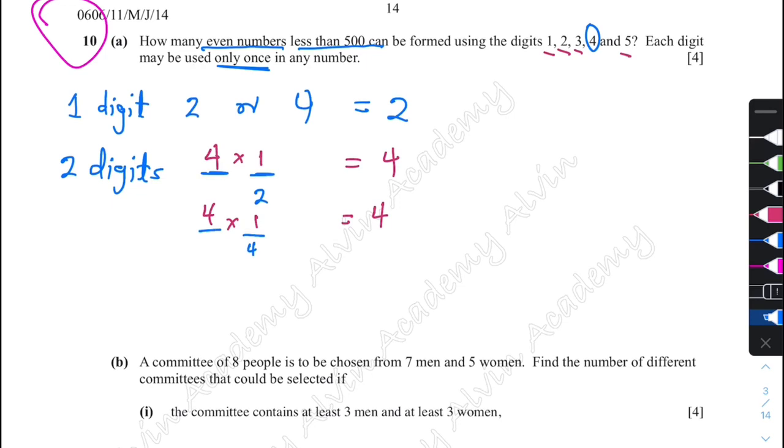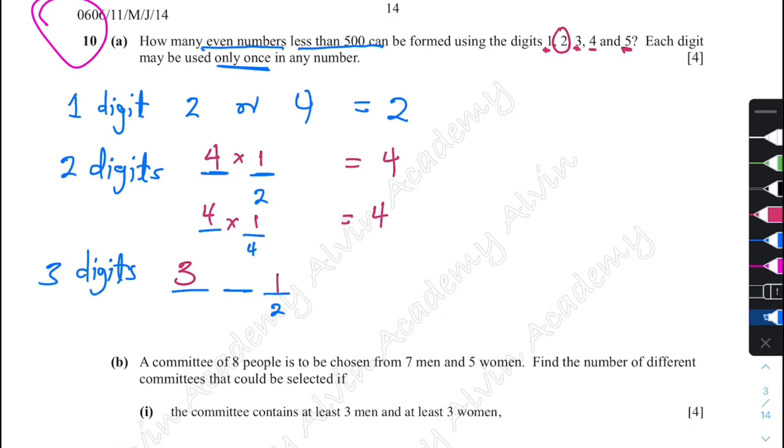Now, how about if there are 3 digits? 3 digits, I will go with 3 slots, okay? We want to get even. So if there are 3 digits and it's ending with 2, I'm going to circle 2, okay? All right, so there's only one way to get 2, but the number must be less than 500, so it can't start with 5. It means that 1, 3, and 4 are the numbers that can fill here. So there are 3 ways of going about that.